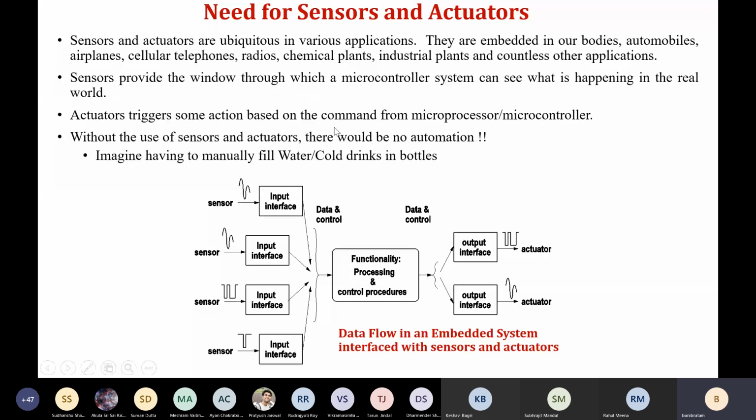Now, if we look at this interfacing, this is the microcontroller, where different types of functionalities, processing, control logics and procedures happen, right? And it has to interface with the sensors and actuators. But we cannot directly connect the sensors with the microcontroller, and also we cannot directly connect the microcontroller output to the actuator, right? So in between, they need some interfacing blocks, both for the sensors as well as the actuators, right?